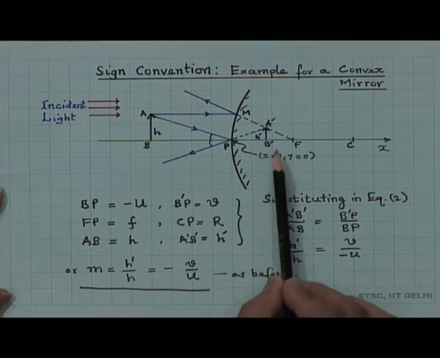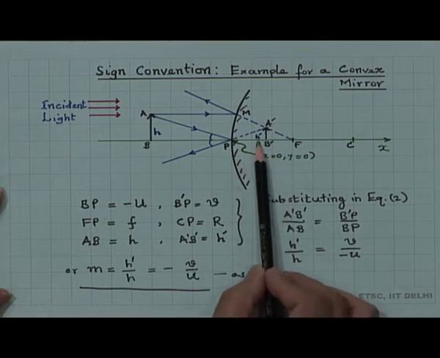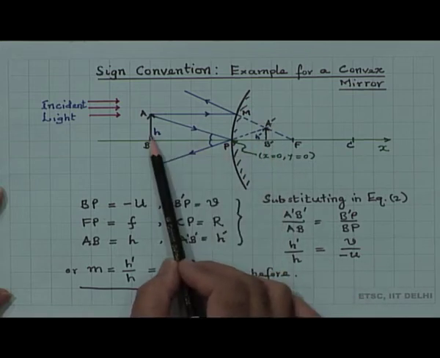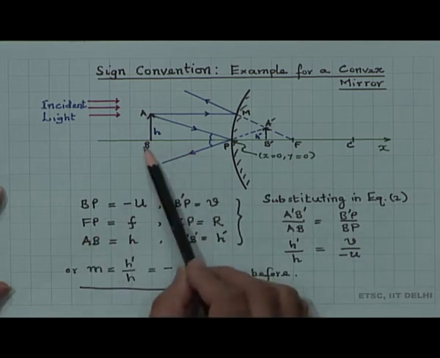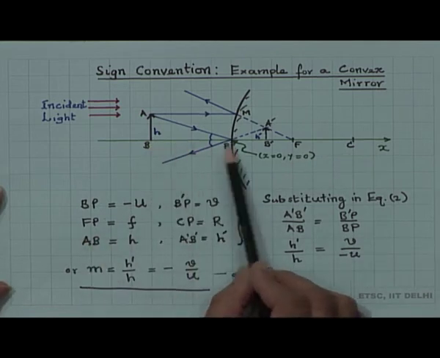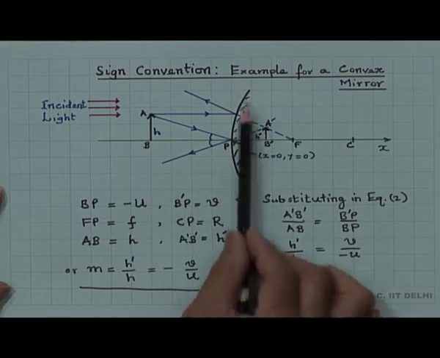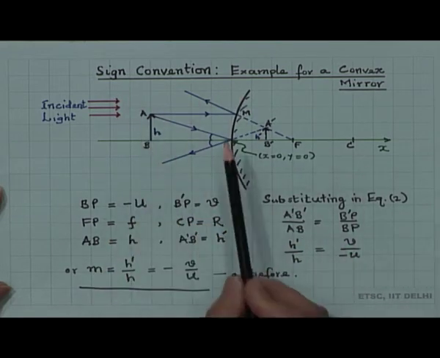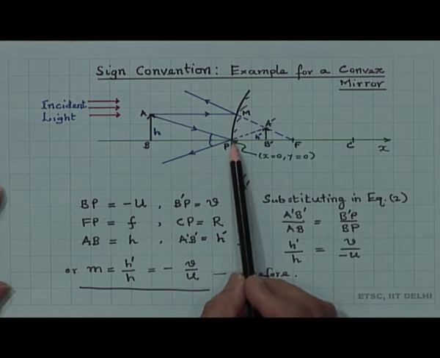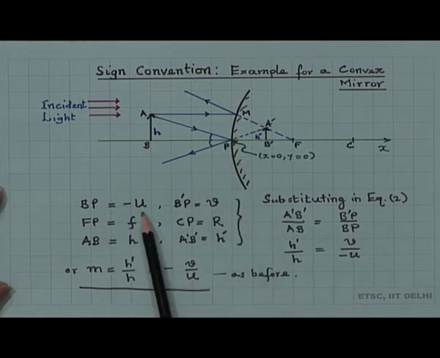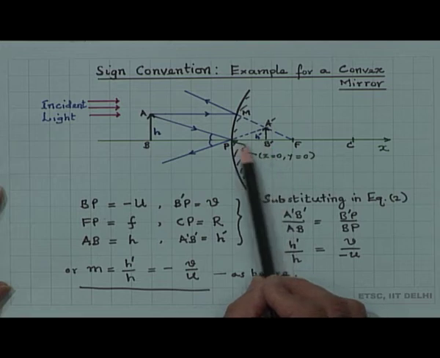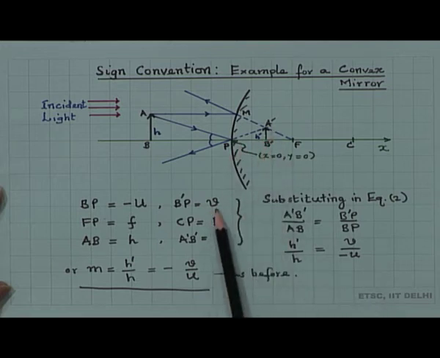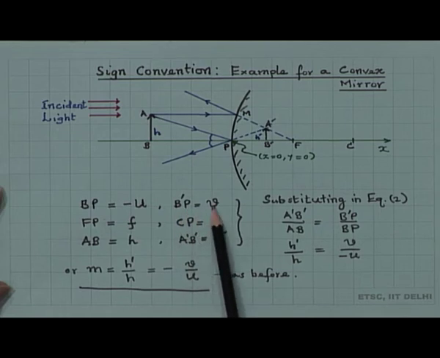But the main point to see is now h dash is positive, h is positive, and if we take BP, the object distance BP is negative because it is in front of the mirror, and x equal to 0, y equal to 0 pole is here. Therefore, BP is minus u, but B dash P, this distance where the image is formed, is positive. So, B dash P is equal to v.